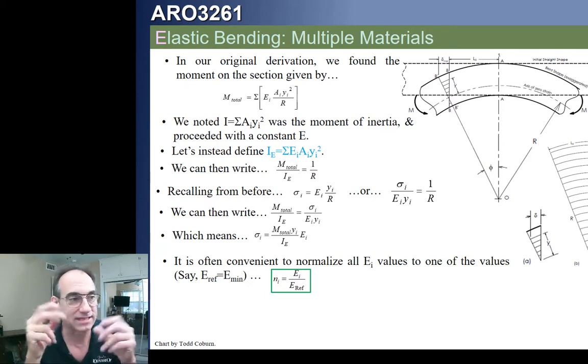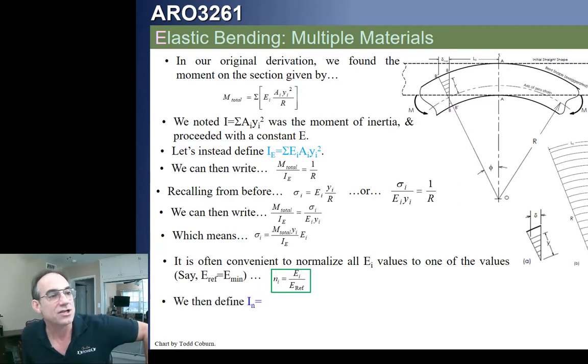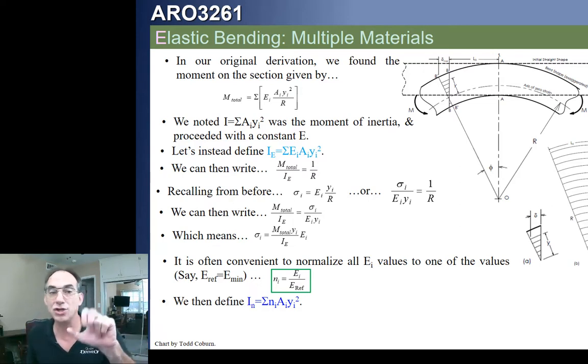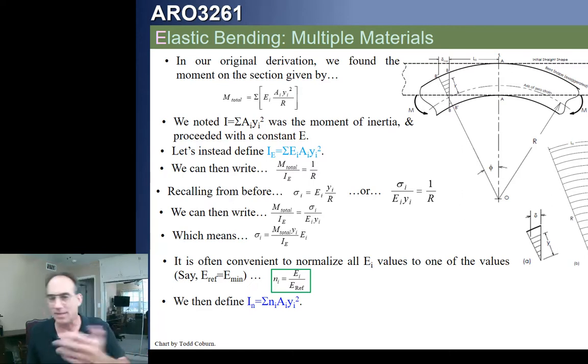Now with that said, we then can write the moment of inertia. So we found before we're using the moment of inertia for most of our stuff. If we have multiple materials, we could use the moment of inertia, but what we're actually going to use is the transformed moment of inertia. What we're going to do is define that as just the sum of the n of each strip times the a of each strip times the y squared of each strip, and sum that up for the whole section. That's our moment of inertia.